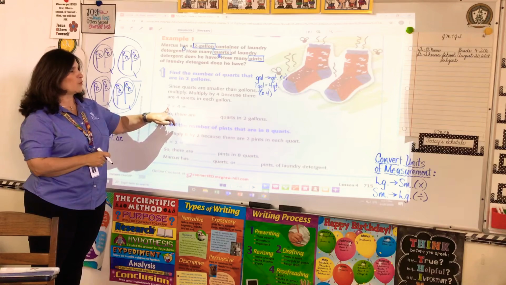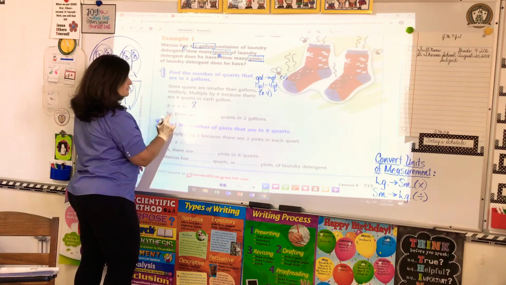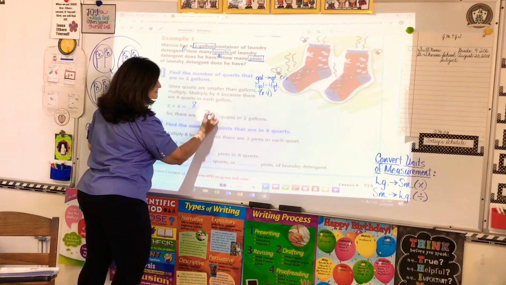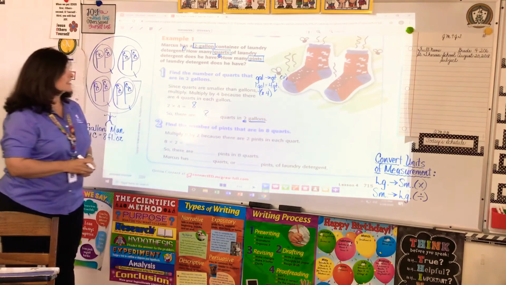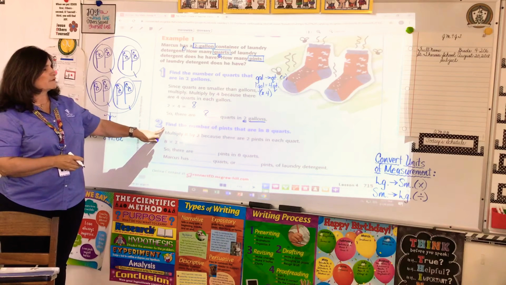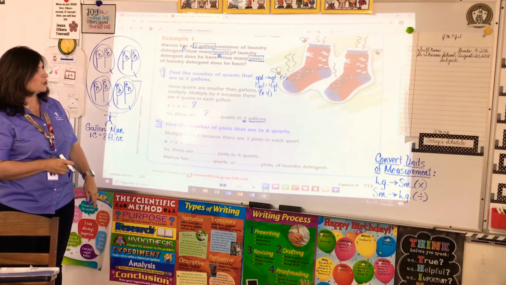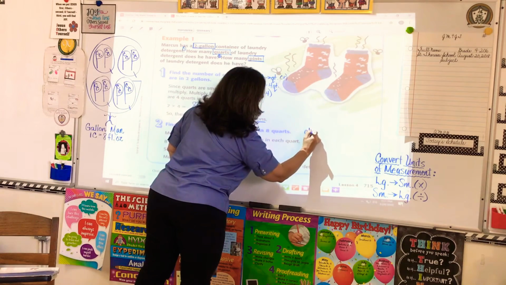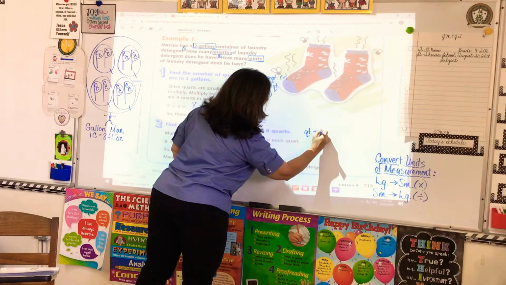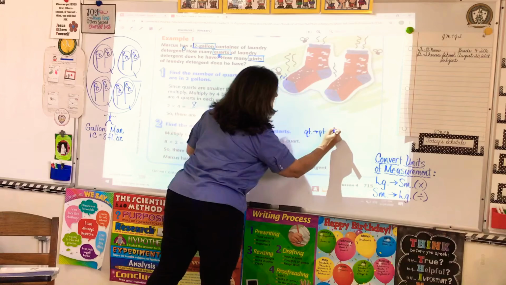So we don't have 1, we have 2. 2 times 4 equals 8. So there are 8 quarts in 2 gallons. Now it says find the number of pints that are in 8 quarts. So we are going from quarts to pints. Remember, larger to smaller, we multiply.